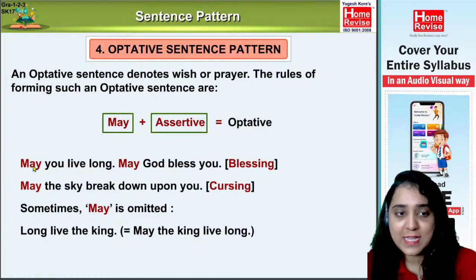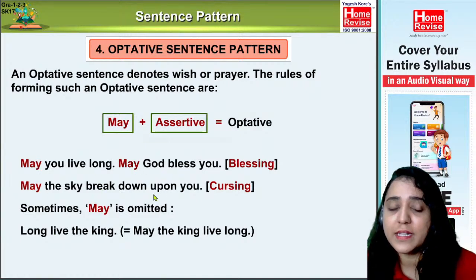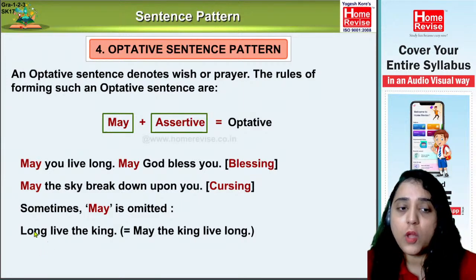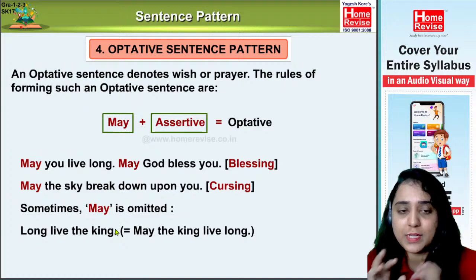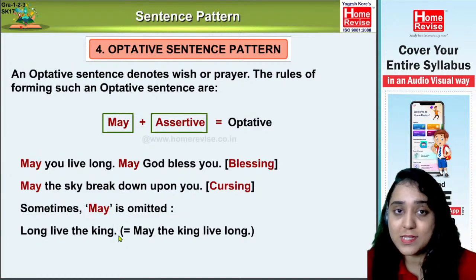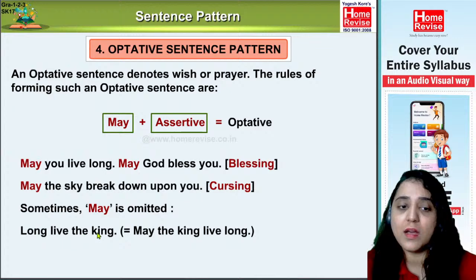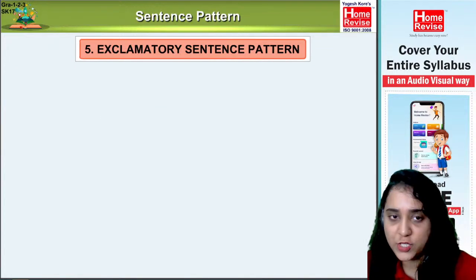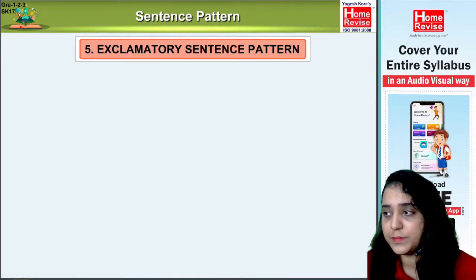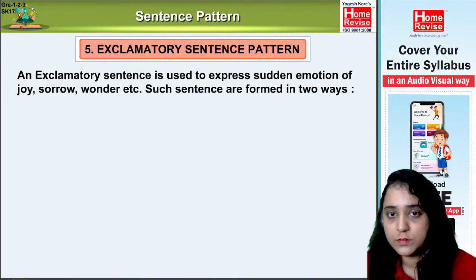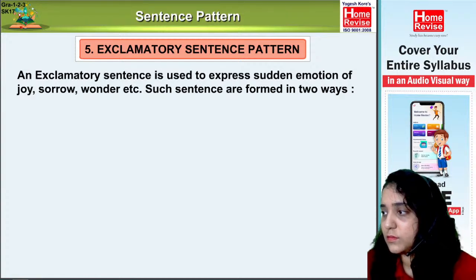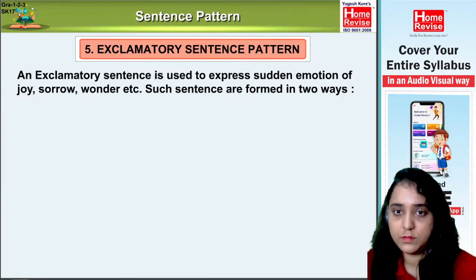Now as they have said that we have to use may while making sentences, but sometimes for the poetic effect, in poetries you have long live the king. This is also the inverted statement and here it is understood that there would be may: may the king live long. Okay, so may is majoritarily used. 5. Exclamatory sentence pattern. An exclamatory sentence is used to express sudden emotion of joy, sorrow, wonder, etc. Such sentences are formed in two ways. 1.